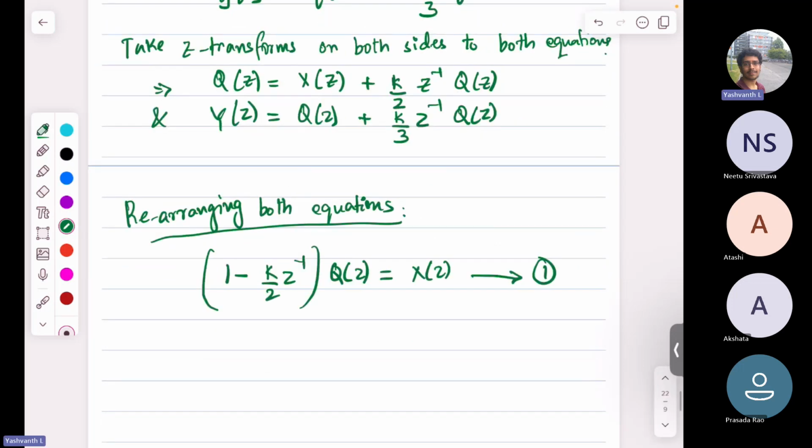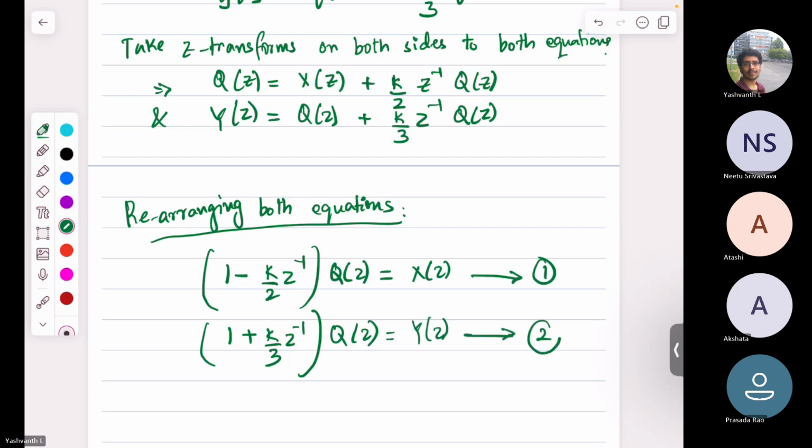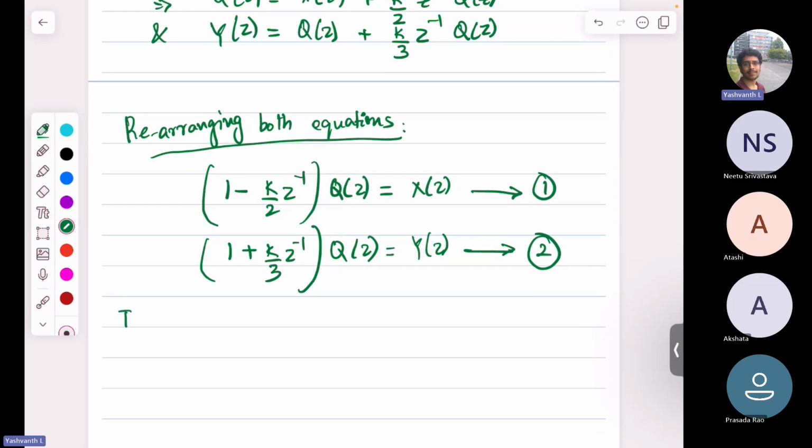Similarly, if you see the second equation, what do you see in the second equation? Q of z is common, just group them up. Okay, what do you get? 1 plus k by 3 z inverse, the whole times Q of z equal to y of z. Equation 2. Now what I do? Just take the ratio of equation 2 and 1.